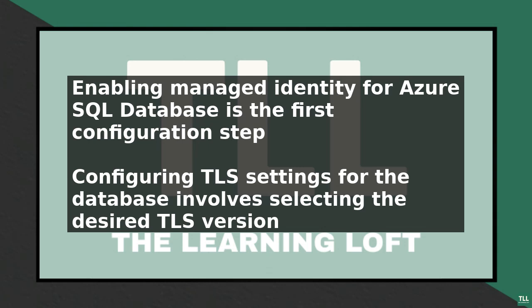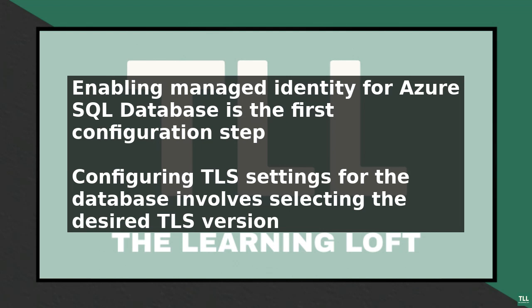The first step is to enable Managed Identity for your Azure SQL database. You can do this by going to the Azure portal, selecting your database, and clicking on the Managed Identity tab. From there, you can toggle the status to on and then click Save.